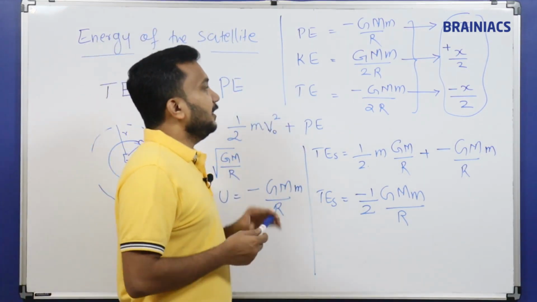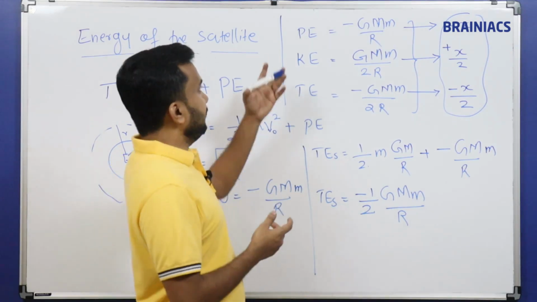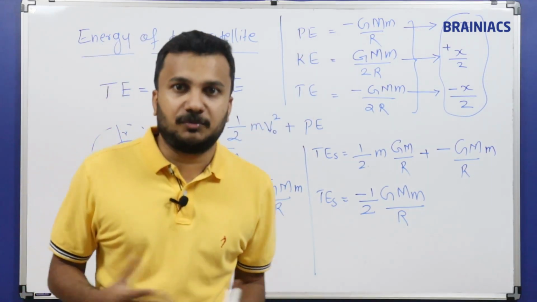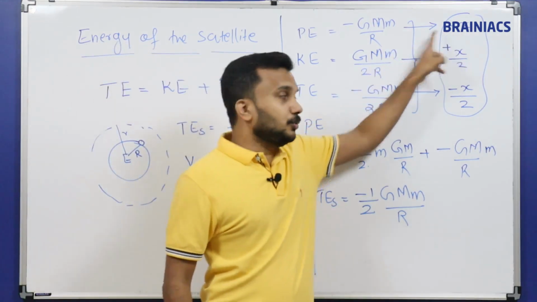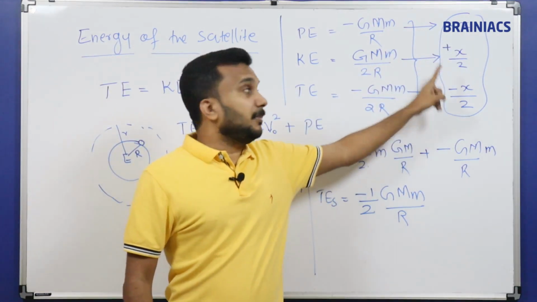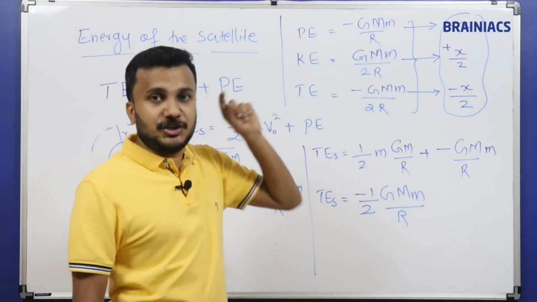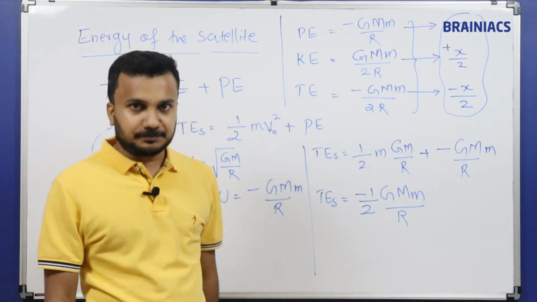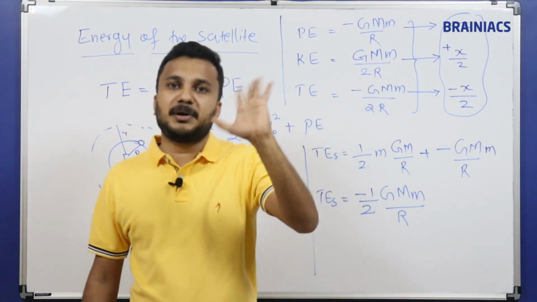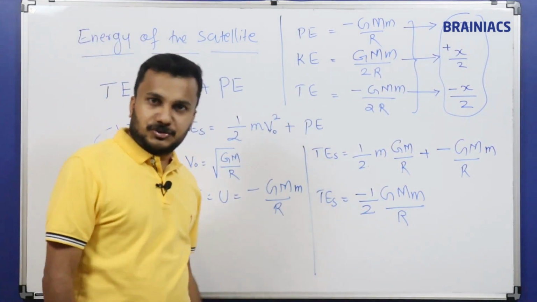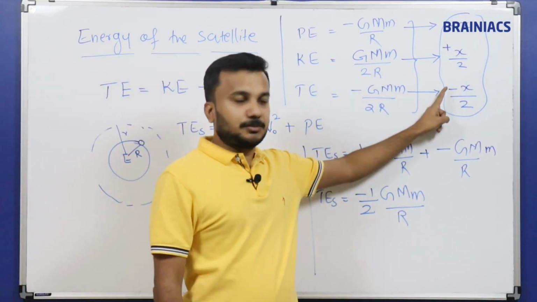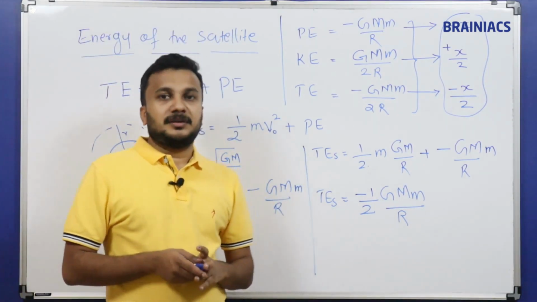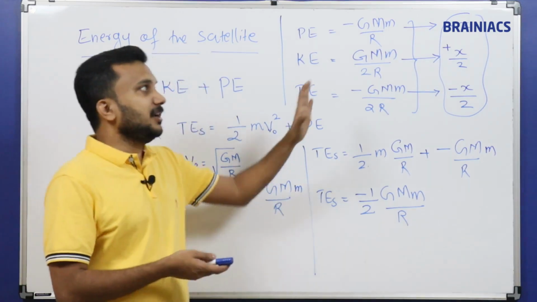For example, in an objective question, if the potential energy of a satellite is given as minus 100 joule, what is the total energy? If this is minus 100 joule, then minus x is minus 100. Then what is the total energy? The question will ask. I know minus x is minus 100, so minus 100 by 2, minus 50 joule, is the total energy. So there are various flavors of questions that will be asked based on the concept.